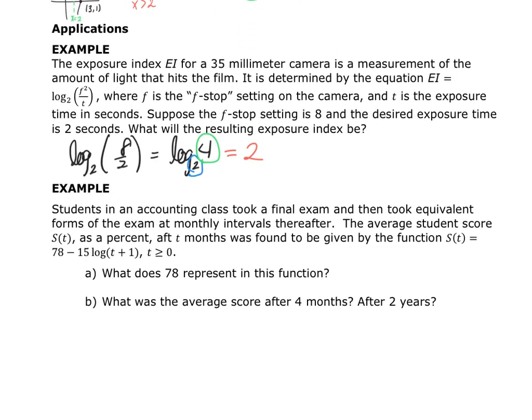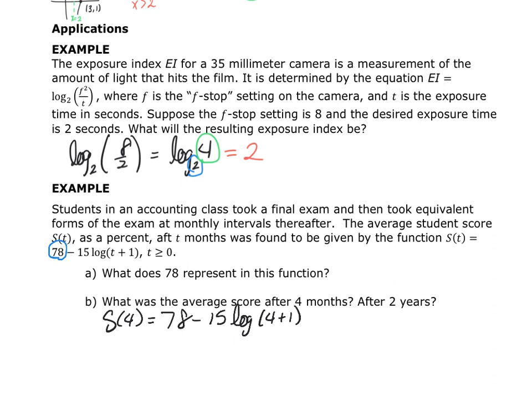All right, last one. The average student score: students in an accounting class took a final exam, and when they took equivalent forms of the exam at monthly intervals thereafter, the average student score S(t) as a percent after t months was found to be given by this function. What does 78 represent? Well, 78 represents their initial average score when they took the final exam. If I wanted to know what their score was after 4 months, then what I'm asking you to do is find S of 4. So this is going to be 78 minus 15 times the log of 4 plus 1.